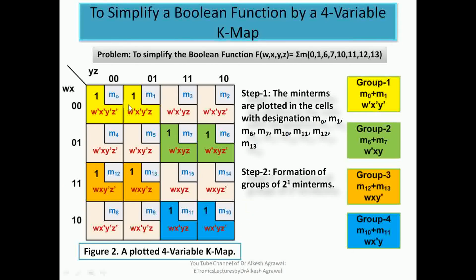And I have already told you in 3 variable K-map that those minterms can easily be combined where the difference of the decimal equivalent values is 2 to the power x. So the difference of 1, 0 is 1, 2 to the power 0. 6, 7 is again 1, 12, 13 is again 1, and 10, 11 is again 1. So we have the combination of these 2 minterms, these 2 minterms, these 2 minterms, and these 2 minterms.